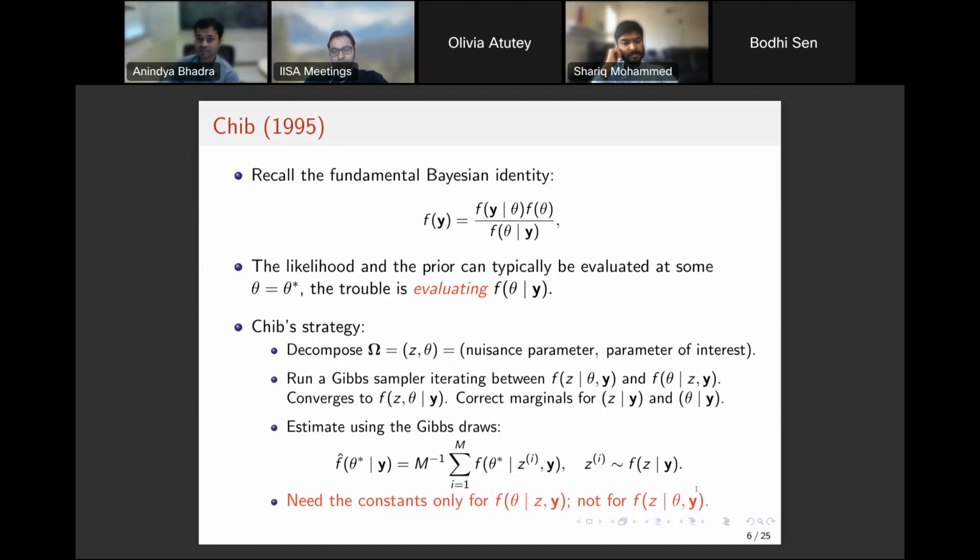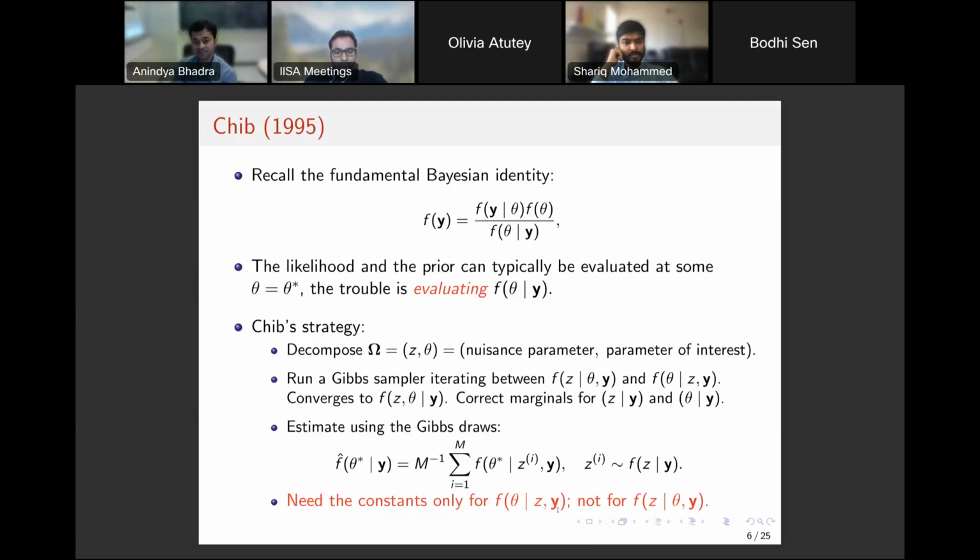So why is this beneficial? Imagine this f theta given y is a t distribution. If it's marginally a t distribution, I can certainly write it conditionally as a normal distribution subject to some mixing inverse gamma scale variable and so on. This is often the case. This is the basis of data augmentation and everything else: the normalizing constant of f theta given y may be intractable, but the normalizing constant of f theta given z, y, conditional on this z, may be available. And that's what Chib exploits.